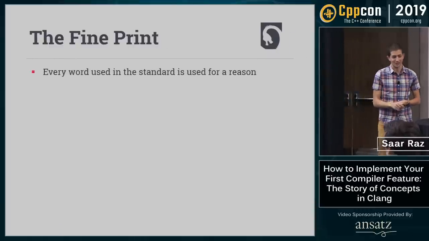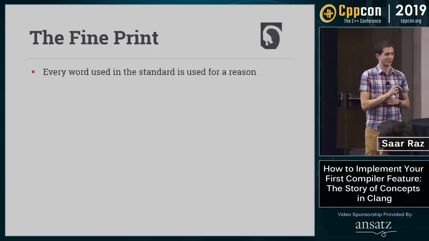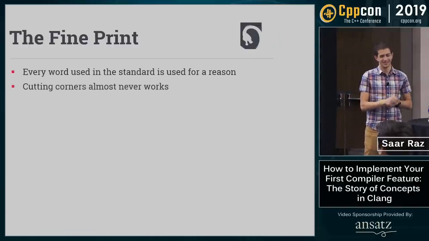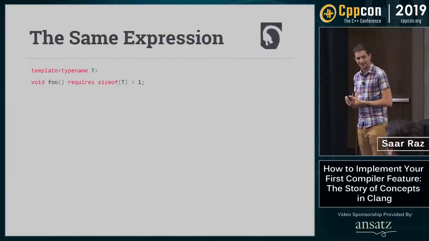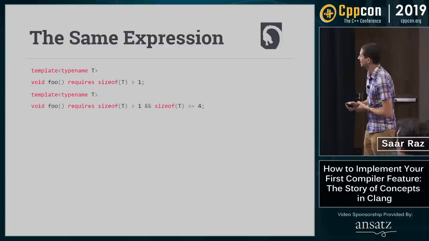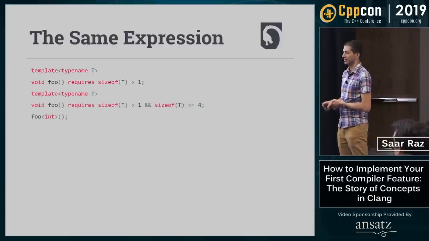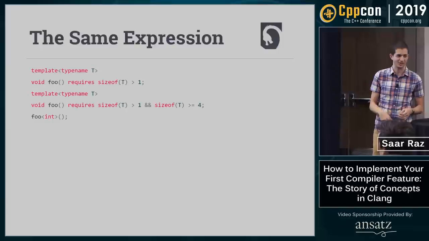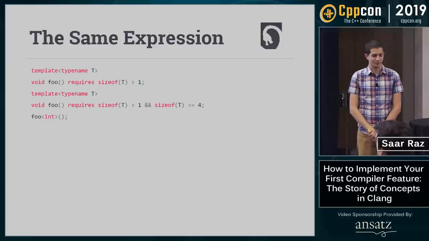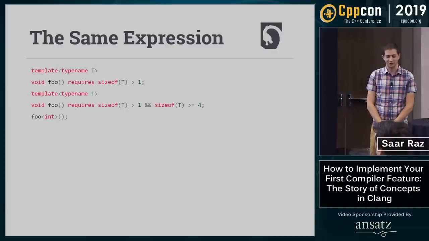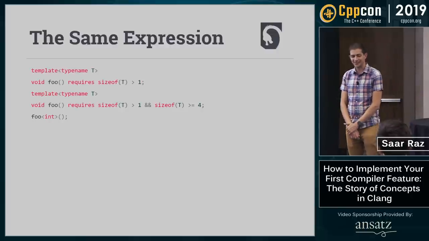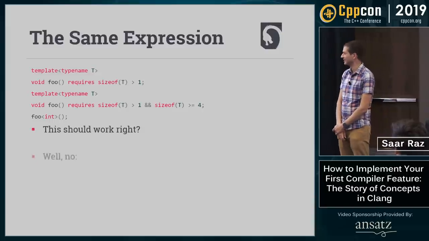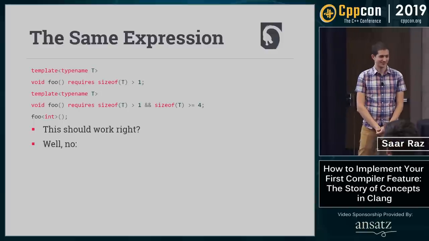Another thing I learned the hard way is that every word used in the standard is there for a reason, and cutting corners almost never works and almost always ends in death. For example, here. Say I have these two overloads. One of them requires that size of t is larger than 1, and one of them requires that size of t is both larger than 1 and larger than or equal to 4. And then I call foo of int. Which one of these should get called? Second one, right? Yeah, the second one should get called, right? But this actually doesn't work. Okay, this is ambiguous.